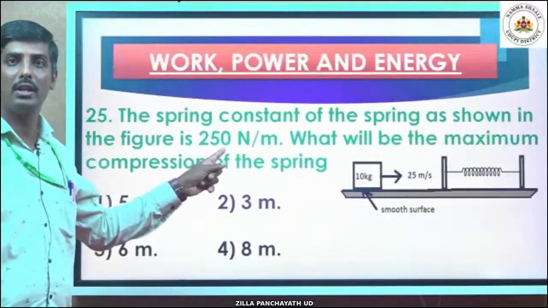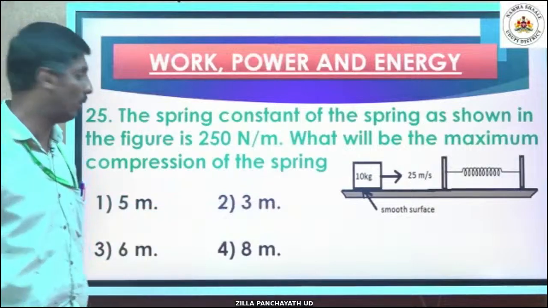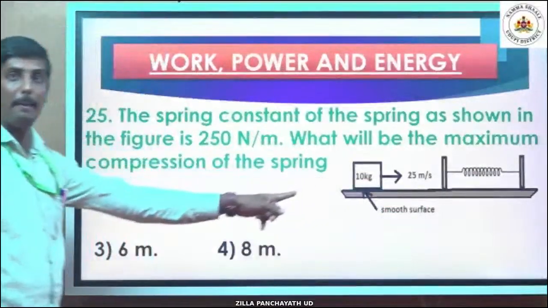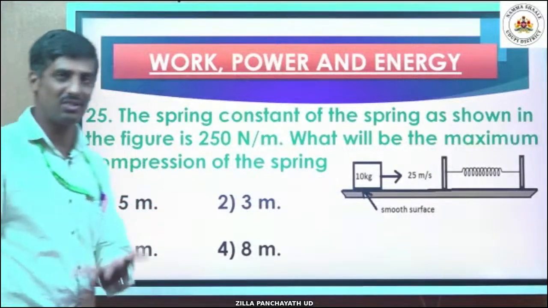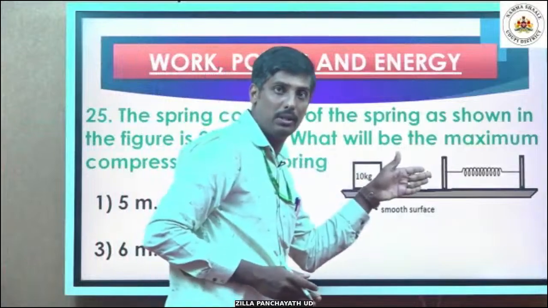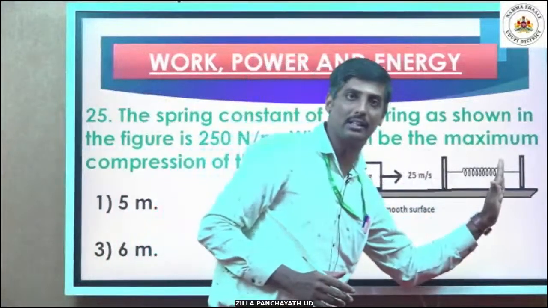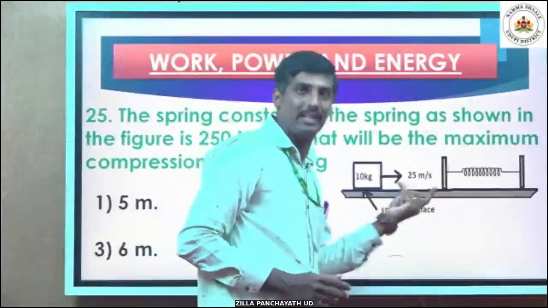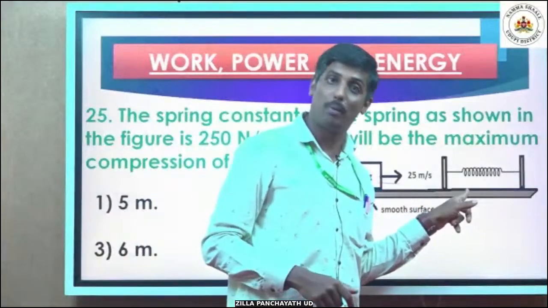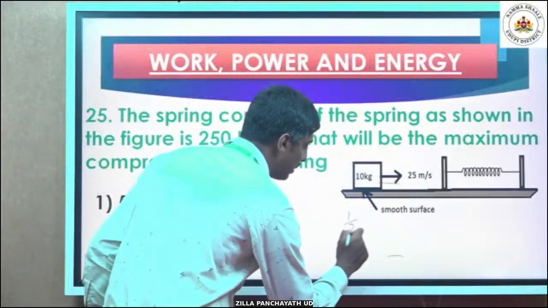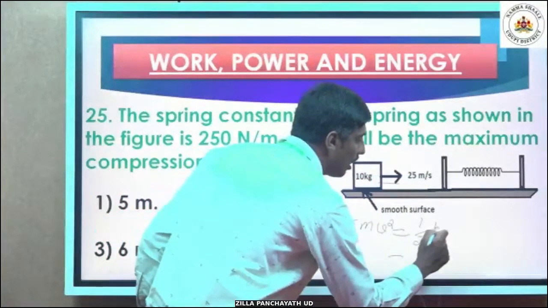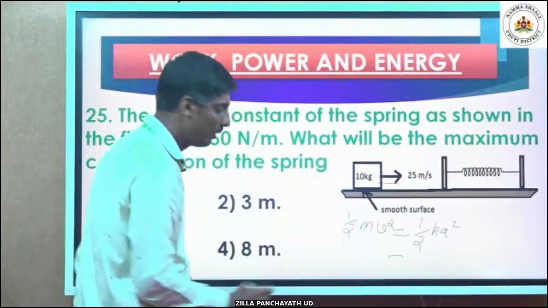The spring constant of the spring shown in the figure is 250 Newton per meter. What will be the maximum extension of the spring? Look, we just saw that this block is going to hit this, and the spring gets compressed. So what energy are you giving here? You're giving kinetic energy, and that energy is going to be stored as potential energy. So what you gave as kinetic energy, half mv square, is stored as potential energy, half kx square.